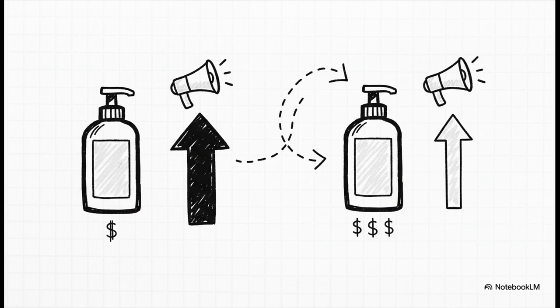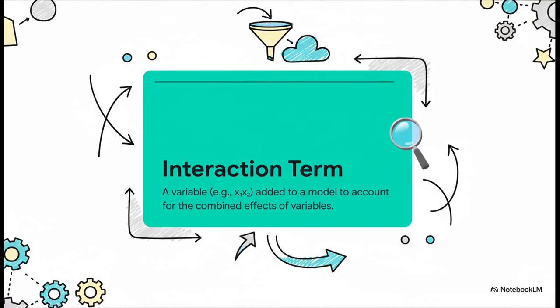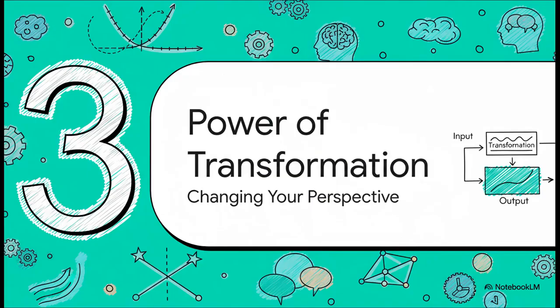This is called an interaction. So how do we model this? Simple. We create what's called an interaction term. We literally just multiply the price variable and the advertising variable together. That new term in our model mathematically captures this synergy, letting the model understand that these two things work together. It's brilliant. All right, next up is another incredibly powerful idea.